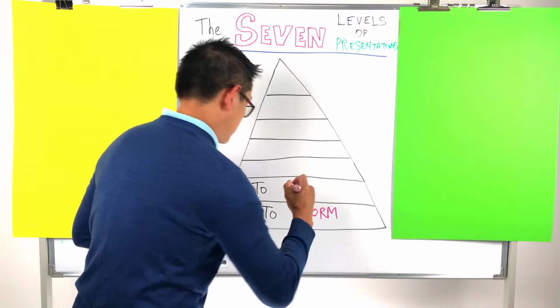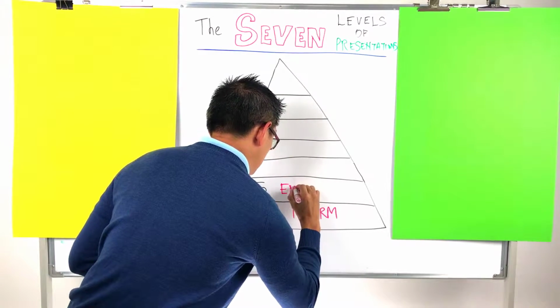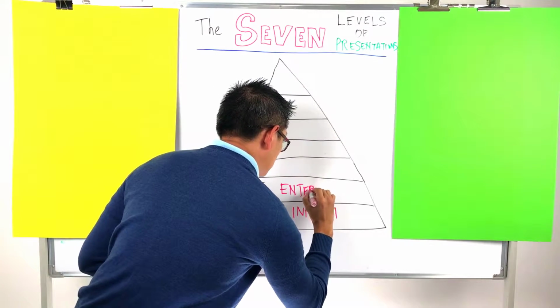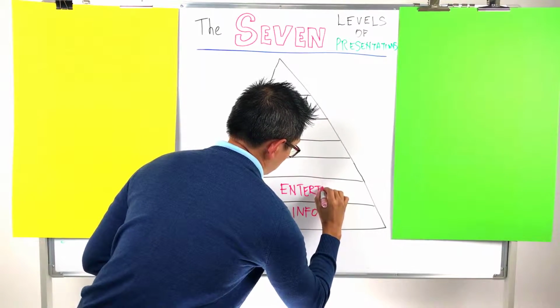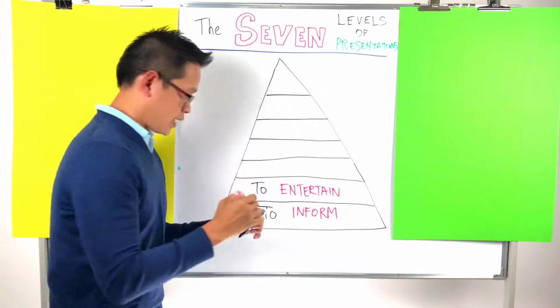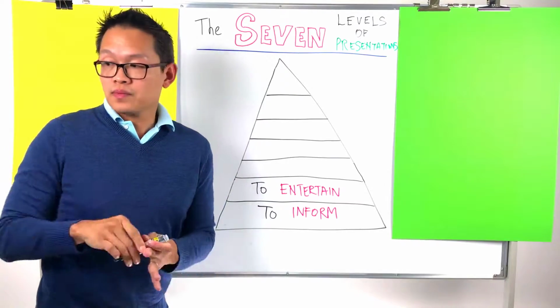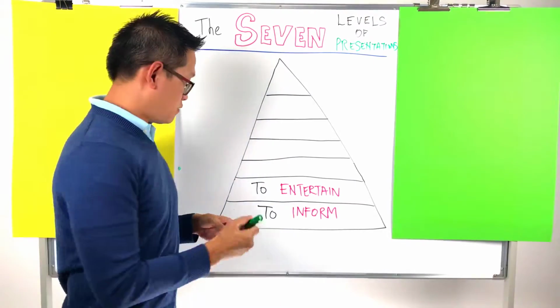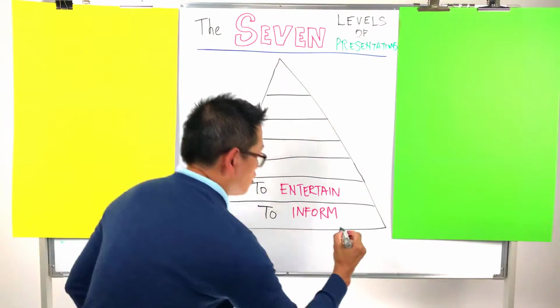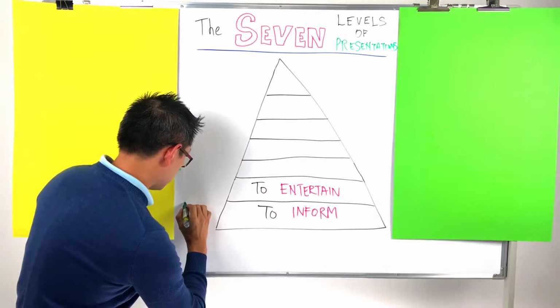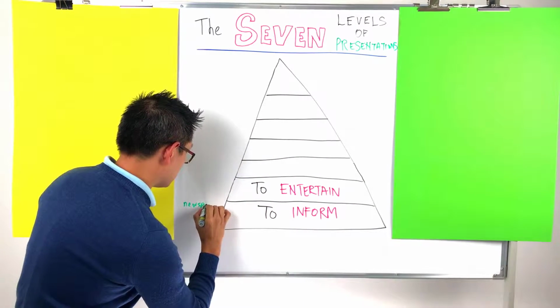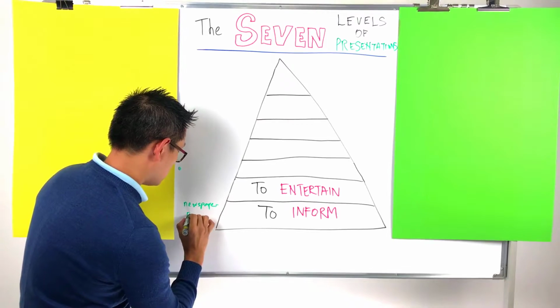To entertain. So I recap. For the first one, the objective is to inform, which is all the newspaper right here, or the reporter.